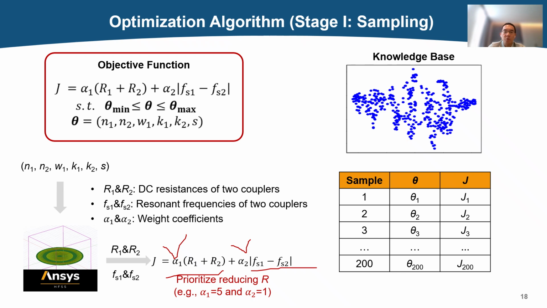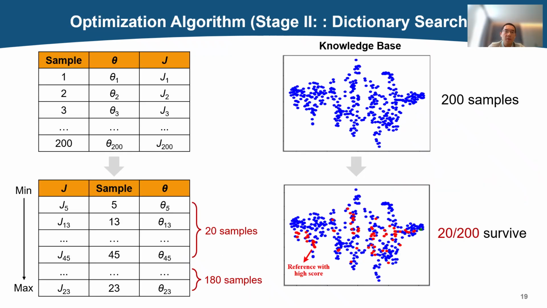Since the primary goal of this work is to minimize the DC ESRs, the resistive term is given greater importance by setting alpha 1 to 5, while alpha 2 is set to 1 in this work. After computing the objective function for each dataset, the 200 samples can then be ranked accordingly as illustrated in this table. We selected the top 20 samples for further processing based on their objective function values, while the remaining 180 samples were excluded from the next stage of the optimization.